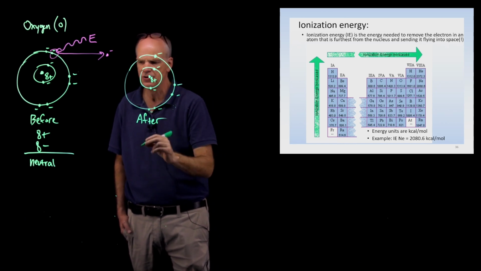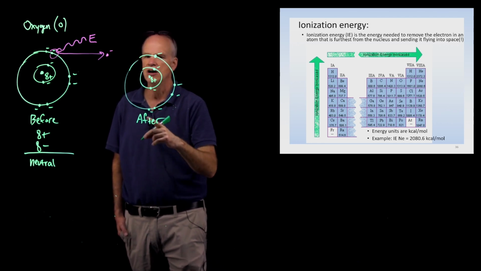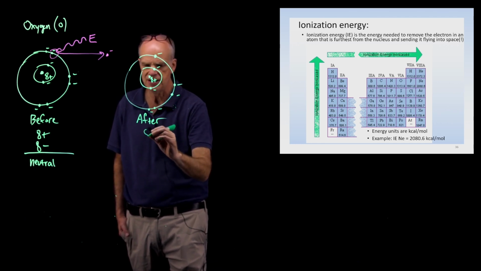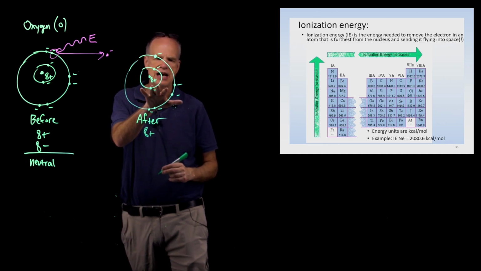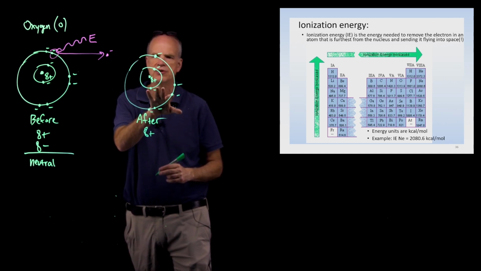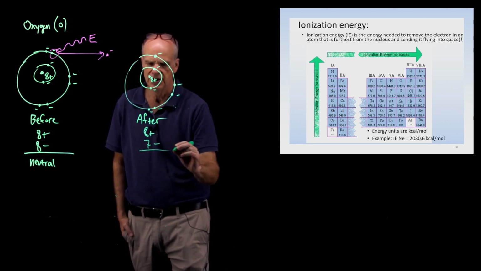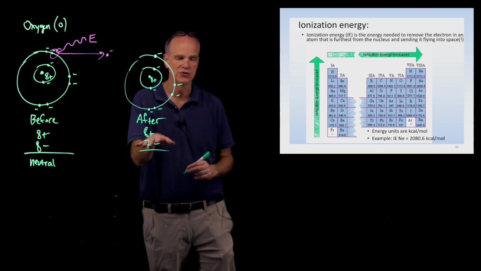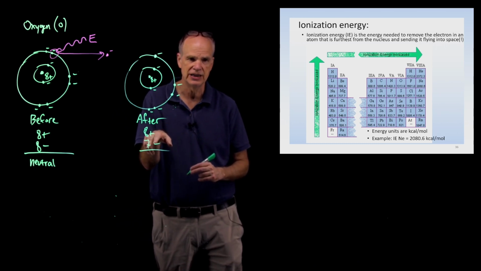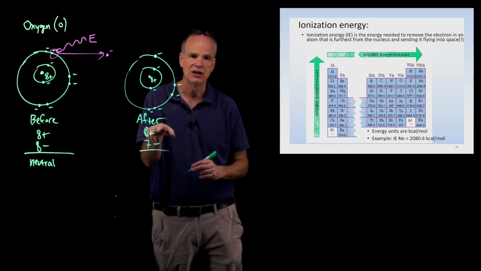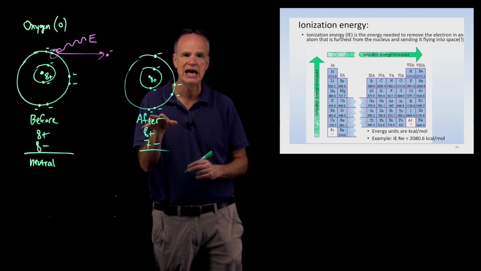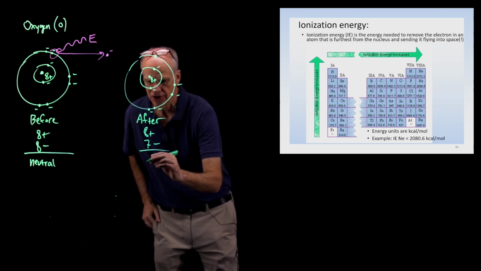Okay, so now let's do our accounting in this after picture. Oxygen still has 8 protons, but if you count the number of electrons, you will see now we're down to 7. And so it has 7 negative charges. So what that means is this atom is no longer neutral. The 7 electrons, each with a negative charge, can only balance out 7 of the 8 positive charges from the protons. So I think you can see that here, this is not a neutral atom. This is an atom with an extra positive charge. Whenever you have an atom with an extra positive charge, it is called a cation.